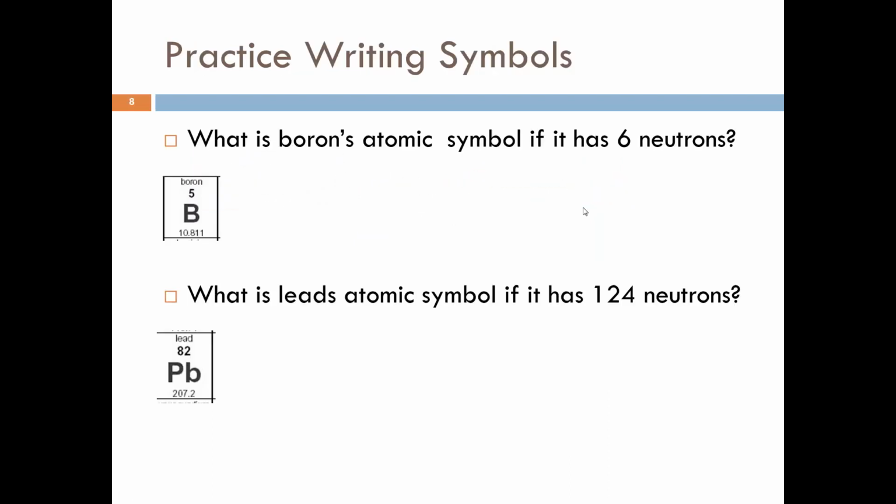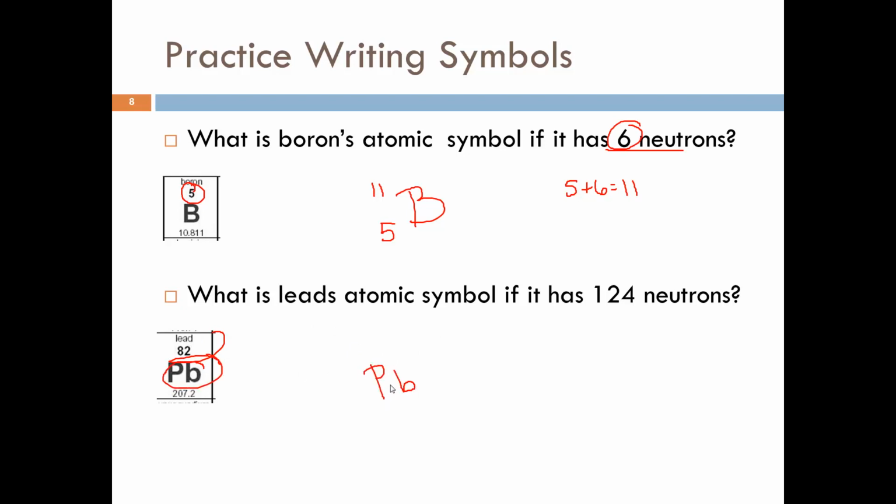So let's practice writing these atomic symbols. So boron's atomic symbol, we take the letter. It has 5 protons. That number goes on bottom. If it has 6 neutrons, you're going to add this number to the bottom number. So 5 plus 6 is 11. And that's where we get that number from. Lead has a symbol of Pb.